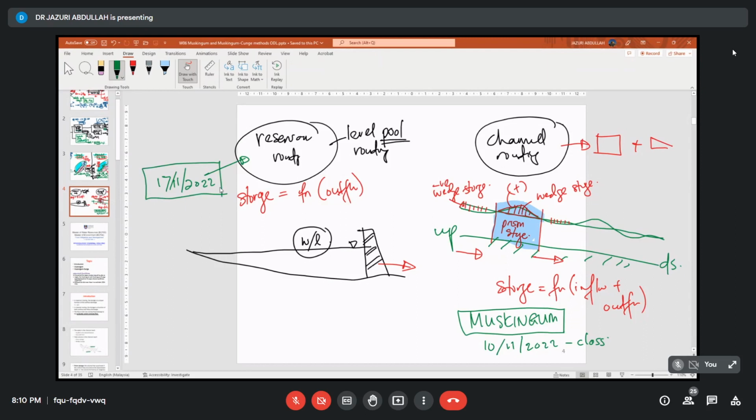Okay, so kalau tak ada apa-apa soalan lagi, saya boleh masuk kepada slide berikutnya. Kalau soalan, saya jawab dulu soalan tu. Tak ada soalan, doktor, boleh teruskan. Alright, thank you so much.